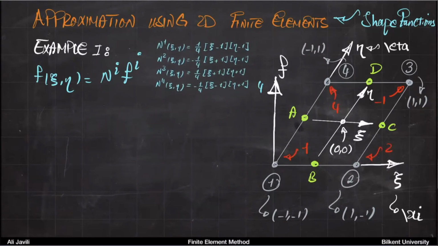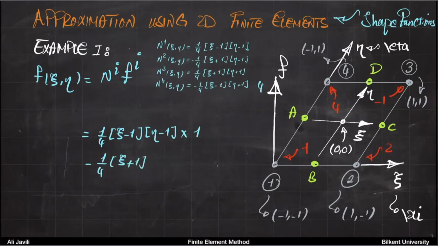Let's write down our f. It's going to be f1 times N1. So again, N1 is 1 over 4 times (ξ minus 1) times (η minus 1) times f at 1. So that's the value of the function at point 1. Then minus 1 over 4 times (ξ plus 1) times (η minus 1) times the value of the function at point 2.